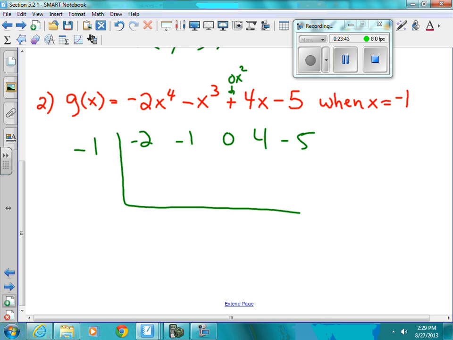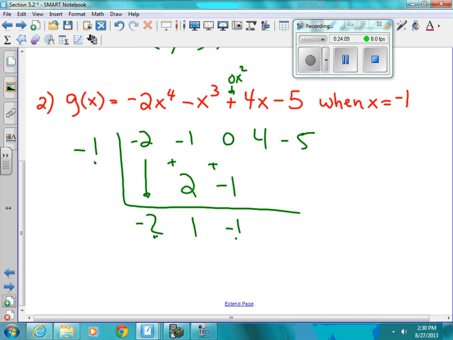Okay, so at this point, we start out the same way. We bring that first term straight down, and the number at the bottom is going to get multiplied by this number on the outside. So negative 2 times negative 1 makes that positive 2. Remember, we add on the inside. Negative 1 plus 2 is 1. 1 times negative 1 is negative 1. 0 plus negative 1 is negative 1.